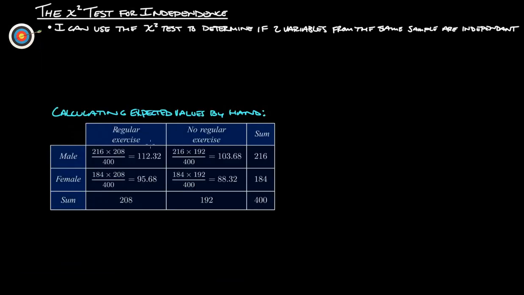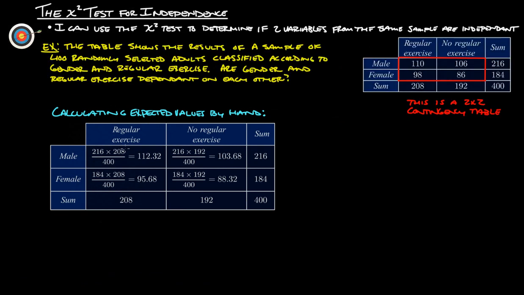Let's get our data back up. Here's our data. To do our expected values, we have to find one for each of the four cells here. To find the expected value for regular exercise of male, you're going to multiply the total in regular exercise, 208, by the total in male.